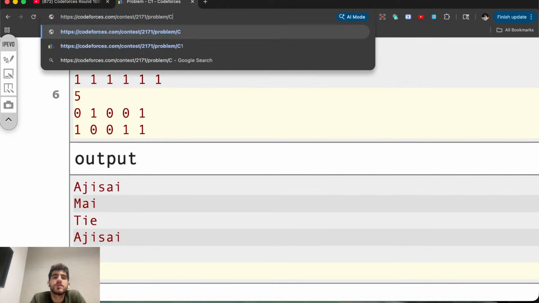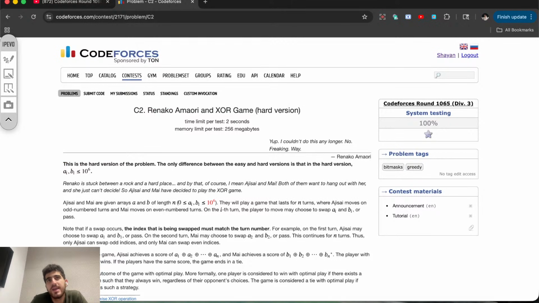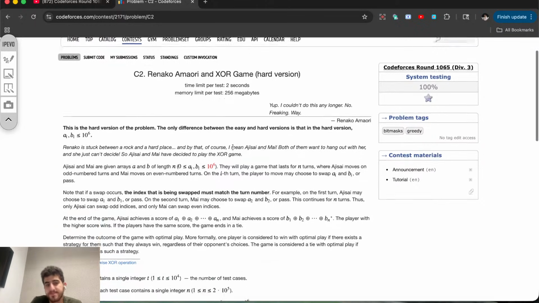Awesome. Let's move on to problem C2. Again, guys, even before reading it, I have some ideas about it and I will share them with you. Now A_i and B_i are up to 10^6, and I think that's the only difference.